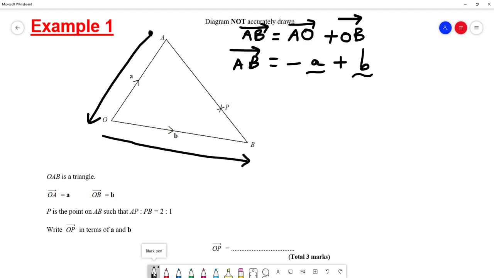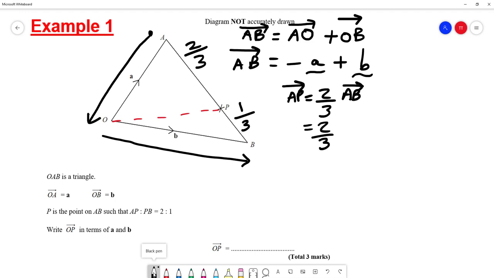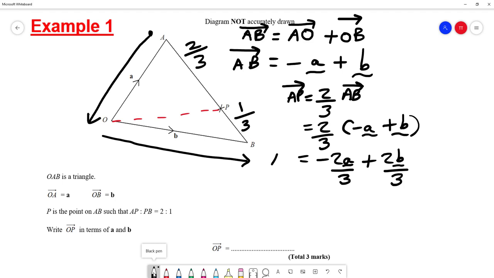Now the question says to work out the vector OP in terms of A and B. So I'm going to draw in what that vector is. So it's here. So it's this red vector here, if you like, OP. But we need to first of all work out what this vector AP is. Well, we've got a ratio here, 2 to 1. So that's going to be AP is 2/3 of the line AB, and PB is 1/3 of the line AB. So we can work out the vector AP by saying it's 2/3 of the line AB. Now that's going to be 2/3 times the vector of AB, which is minus A plus B. Now expanding the brackets, we get minus 2A over 3 plus 2B over 3 as the vector AP.